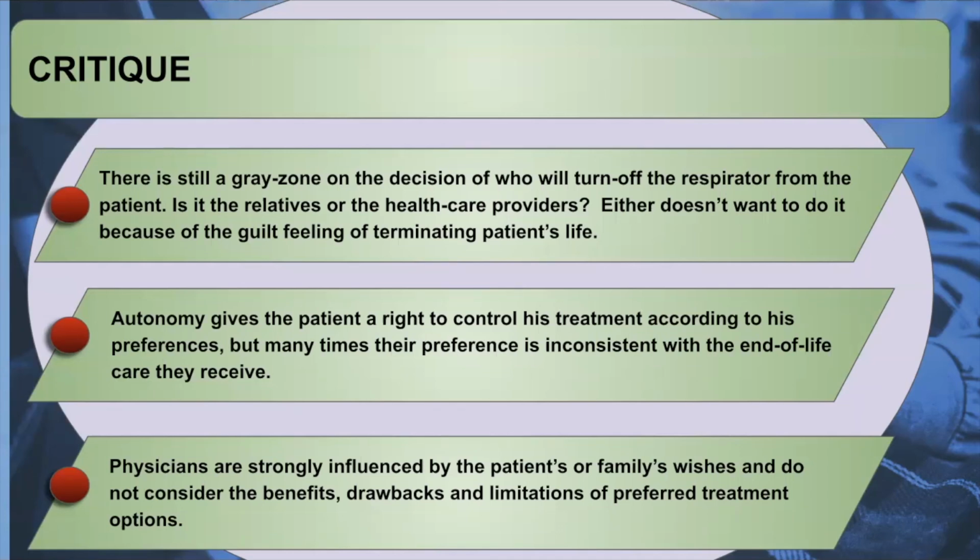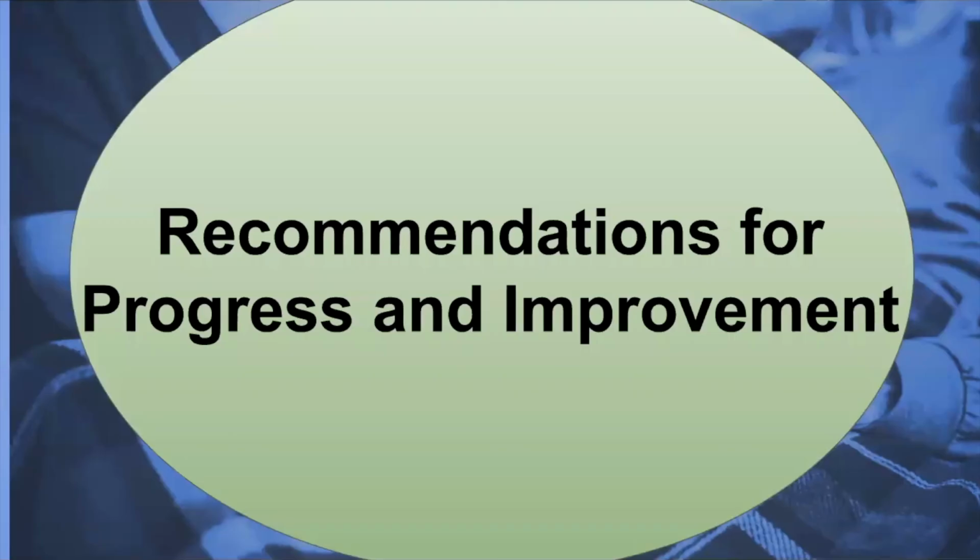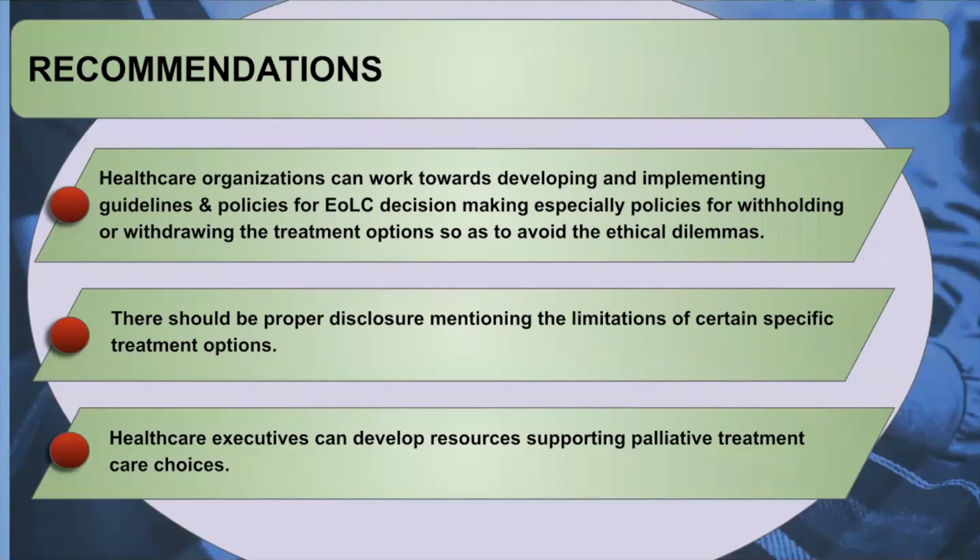Autonomy gives the patient a right to control his treatment according to his preferences, but many times their preference is inconsistent with the end-of-life care they receive. Physicians are strongly influenced by the patient's or family's wishes and do not consider the benefits, drawbacks, and limitations of preferred treatment options. So these are our recommendations for progress and improvement. First, healthcare organizations can work towards developing and implementing guidelines and policies for end-of-life care decision making, especially policies for withholding or withdrawing the treatment options, so as to avoid the ethical dilemmas.